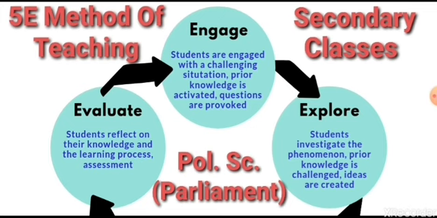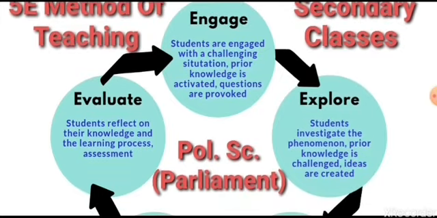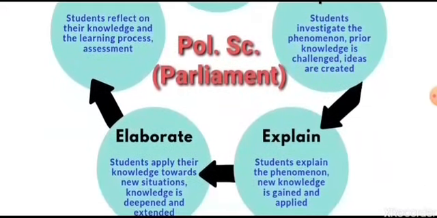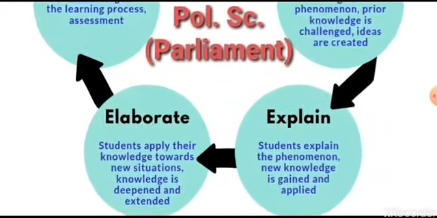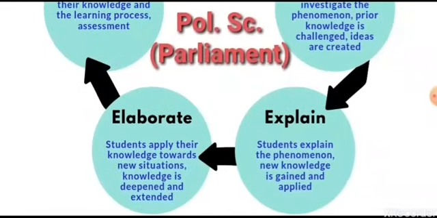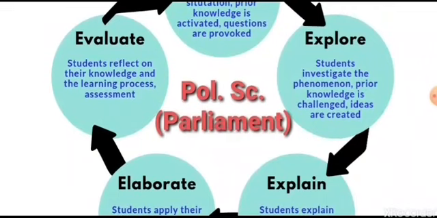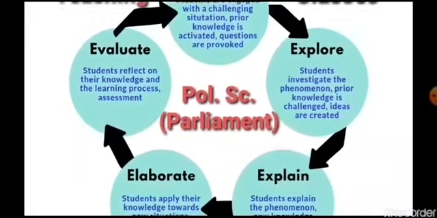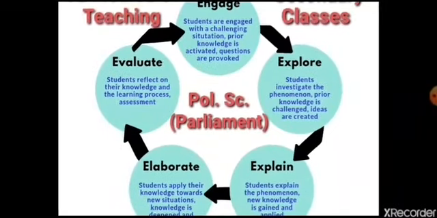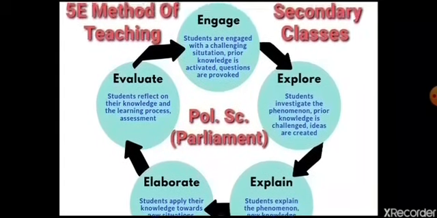The first E is engage. The second E is explore. The third one is explain. The fourth one is elaborate, otherwise called extend also. And the fifth one is evaluate. So starting from the first one, engage, what shall we do in this stage?